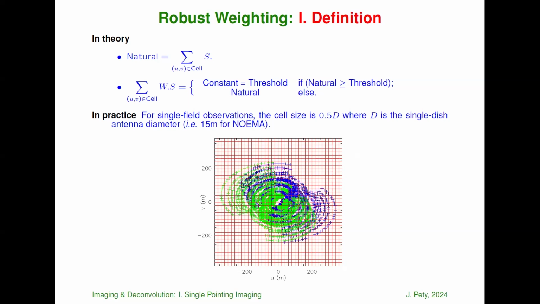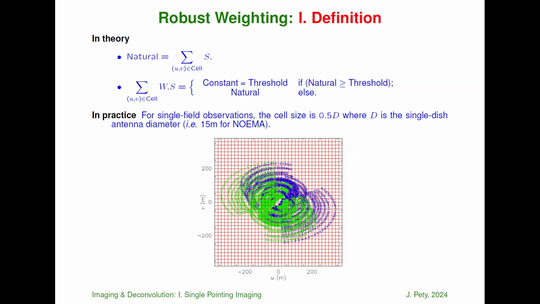What it means is that in the inner part of your UV plane, you have a very good sampling, so you have plenty of weight. That's just what I've told you before. And you will decrease the weight of the inner part. By doing this, you will saturate your weight.